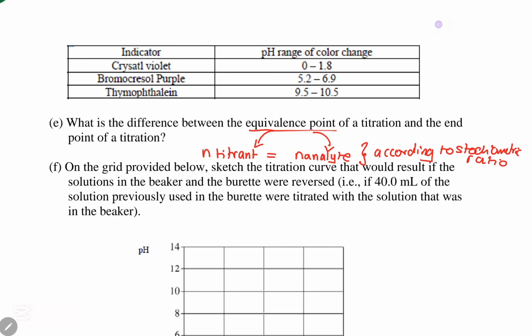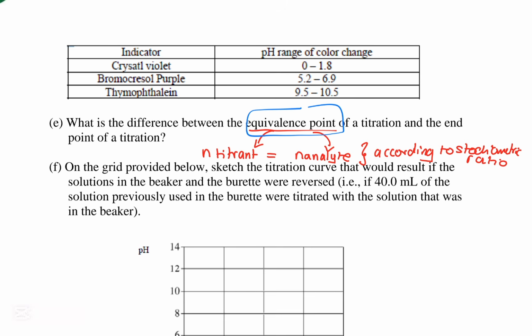So if the number of moles of my titrant are equal to the number of moles of my analyte according to their stoichiometric ratio, then I will say that I have reached my equivalence point. So my equivalence point is when the number of moles are equal. For example, the titrant in this case was NaOH. The analyte in this case was HCl, for example.